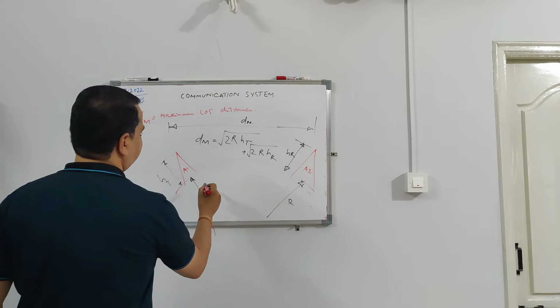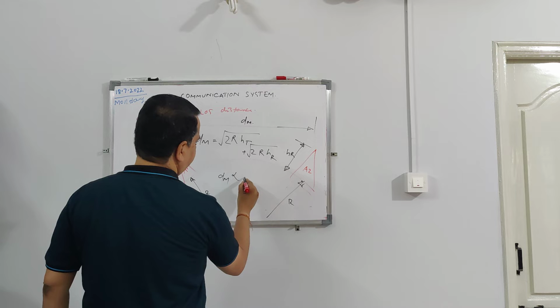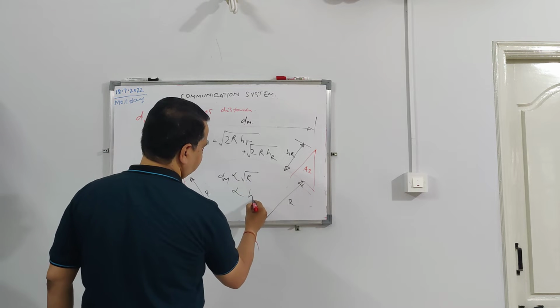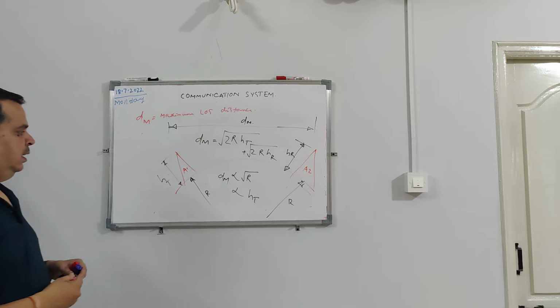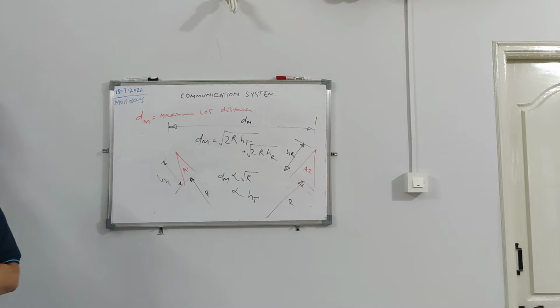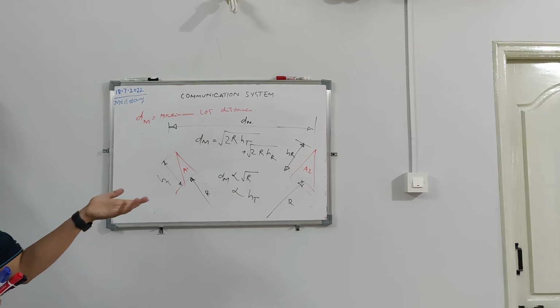From this equation, you can see your DM is directly proportional to the square root of the height of the antenna. So the higher the antenna, the more distance it can travel, and the radius of earth is constant anyway. So the distance traveled is a function of the height of the antenna. This is a simple numerical. In communication systems you don't have complex numericals, but if you remember these simple formulas, you can get a question on this.